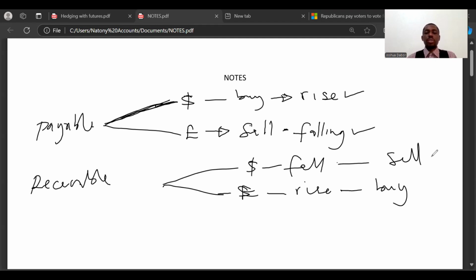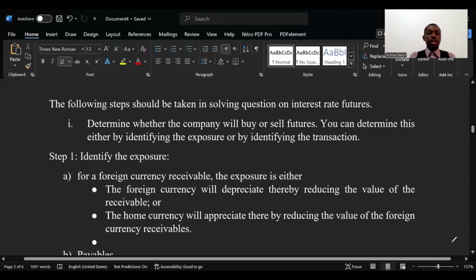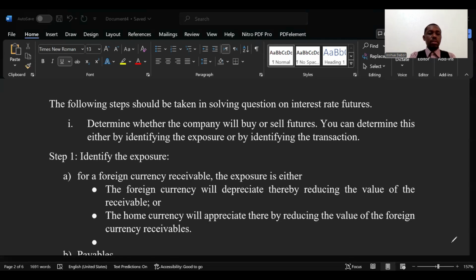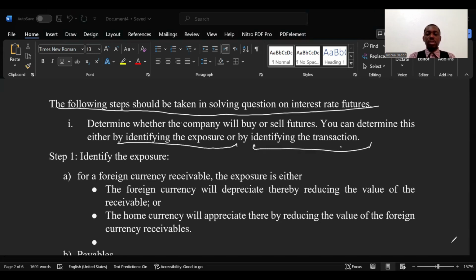So this is just step one for the futures contract. The first thing is to determine if you are buying or selling the contracts. We are done with step one. Identify that you want to make your decision. These are the steps. For the decision you want to make, you have two things. One, you have to determine whether the company is selling futures or buying futures. So you are either identifying the exposure or identifying the transaction.